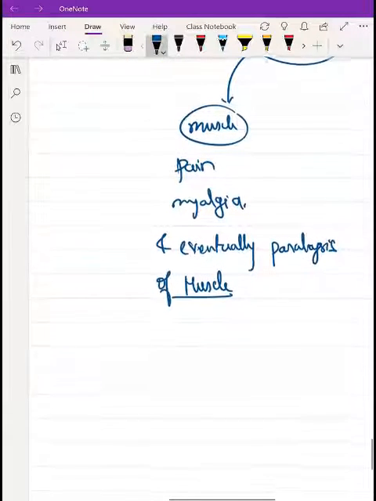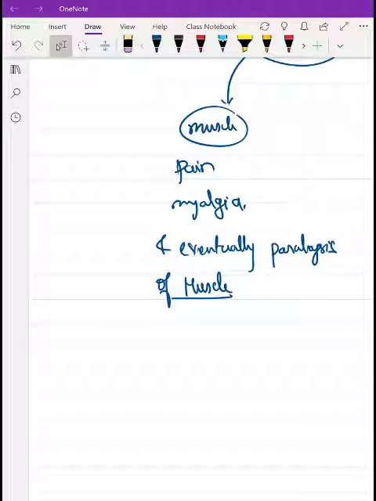For today, I want to conclude the topic here.